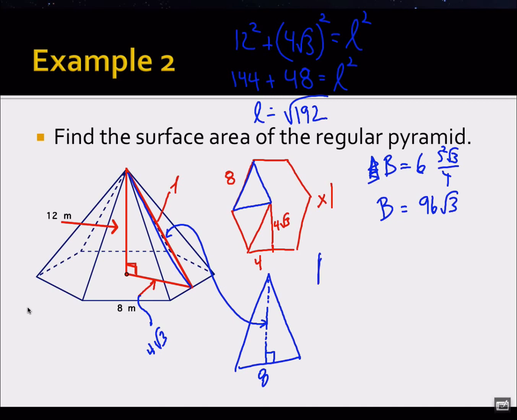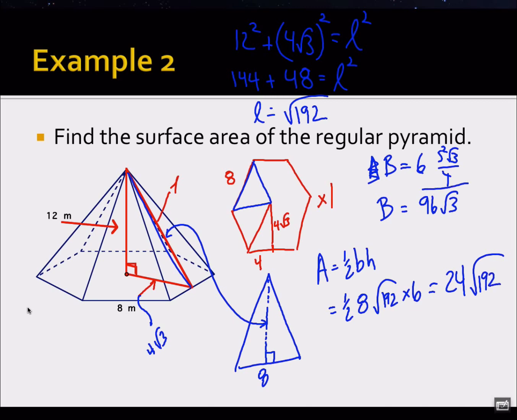Therefore, the area of this triangle is 1/2 base times height, which is 1/2 times 8, times the square root of 192, times 6, because I got 6 of those. That's 24 square roots of 192. This is important. Add those up.